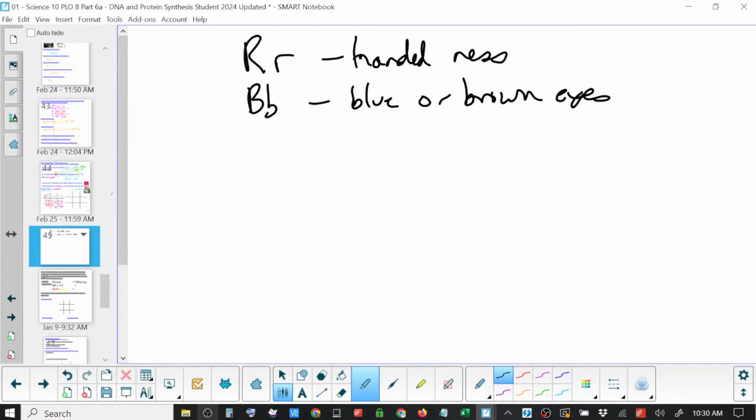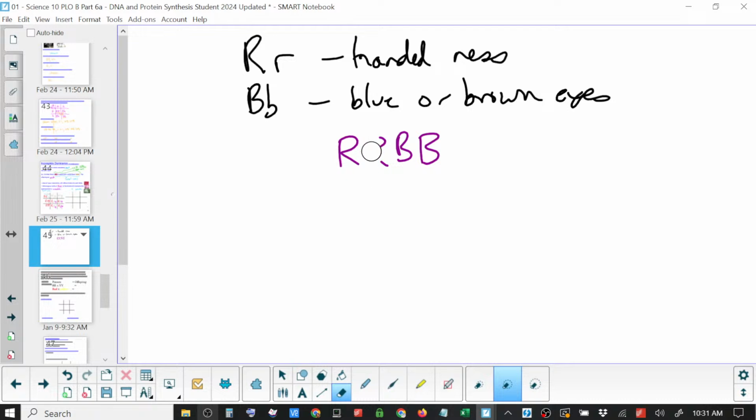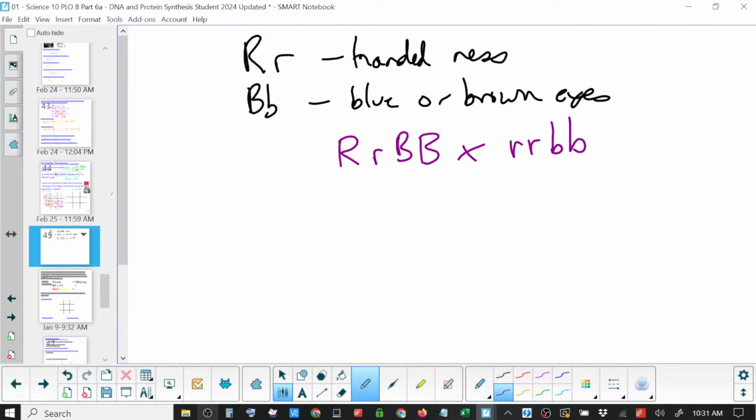So we'll use me as an example. My parents, my mom is right-handed and has brown eyes. No, let's make it, because obviously I don't necessarily know the recessive one, so I'm going to do this. And my dad is left-handed with blue eyes. Now, this is not the normal 4x4 square.